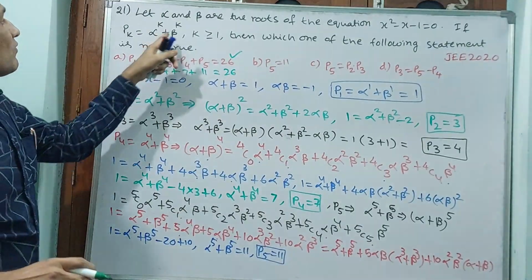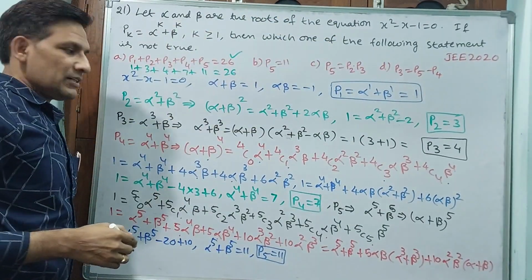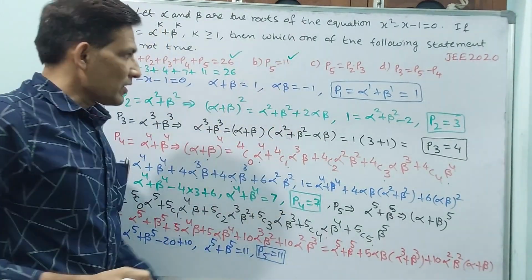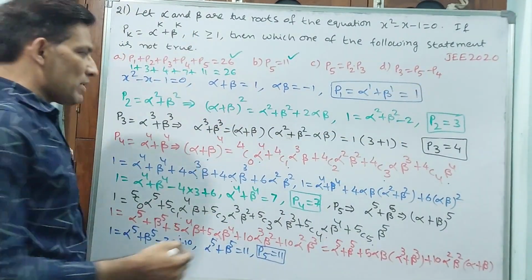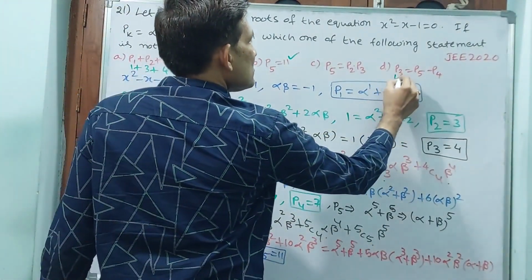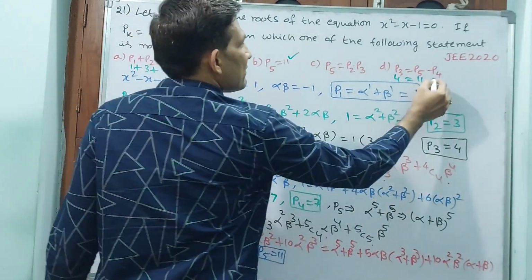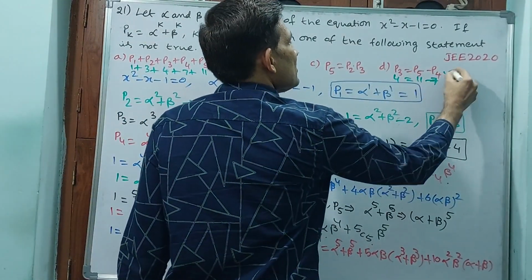But our answer is what is not correct. What is wrong? P5 is 11. This is also correct. P3 is equal to P5 minus P4. See, P3 is equal to how much? 4 is equal to P5, 11, minus P4, 7. 11 minus 7 is 4. Yes, correct. That means this is also correct.